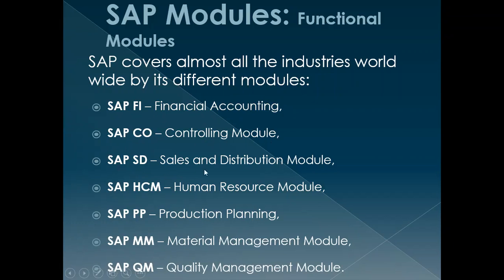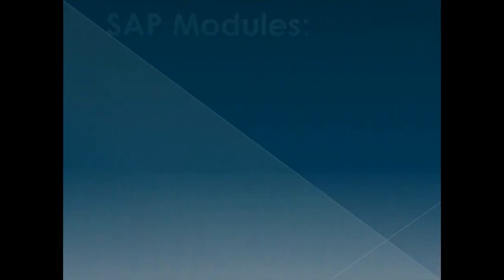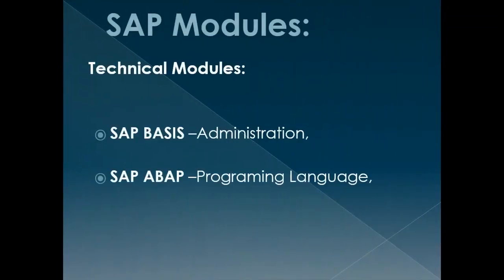SAP has different modules. Mainly, it is categorized in two different modules: functional module and technical module. Let's talk about functional module. SAP covers almost all the industry worldwide by its different modules. SAP FI, financial accounting; SAP CO, controlling module; SAP SD, sales and distribution module; SAP HR, human resource module; SAP PP, production planning; SAP MM, material management module; SAP QM, quality management module, and so on.